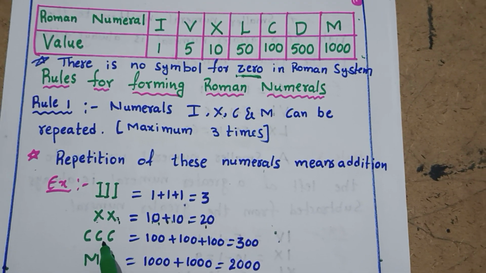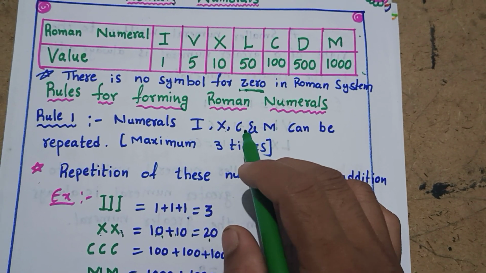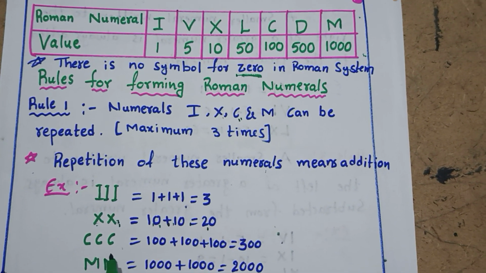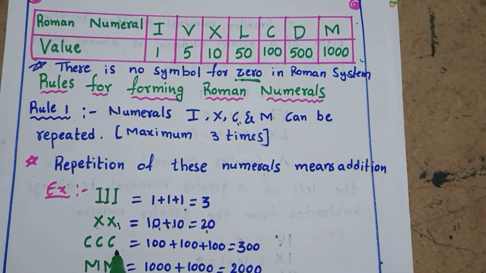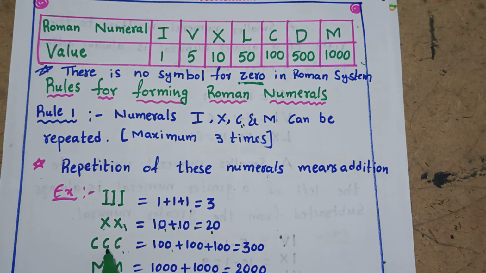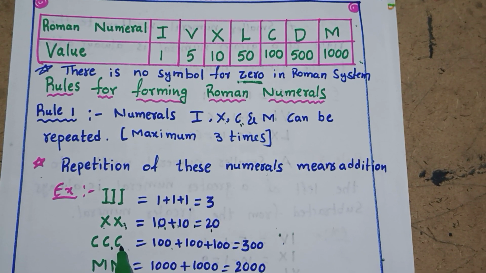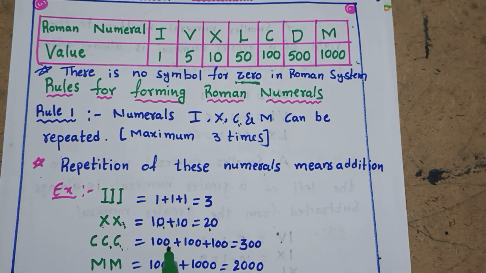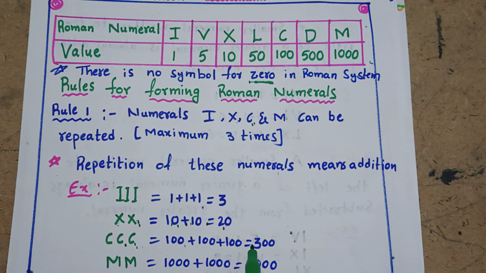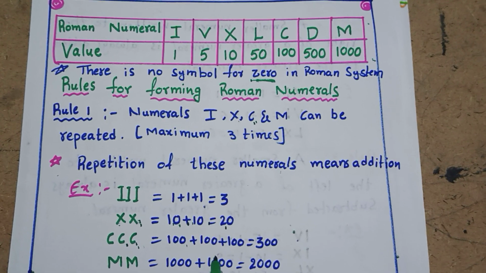Let us go for another example. One more letter, C. Let us take C, C, C. It is repeating 3 times. The value of C is 100. Repetition means addition: 100 plus 100 plus 100 is equal to 300.